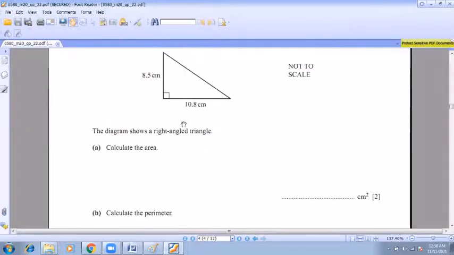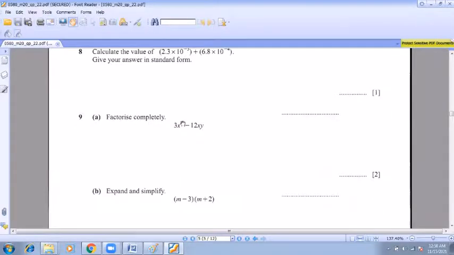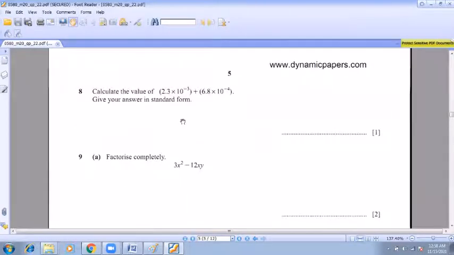Okay, next question is 9, and it is about standard form. Means we have two values that we have to calculate. After this, we will change into standard form. So let's see basically standard form.